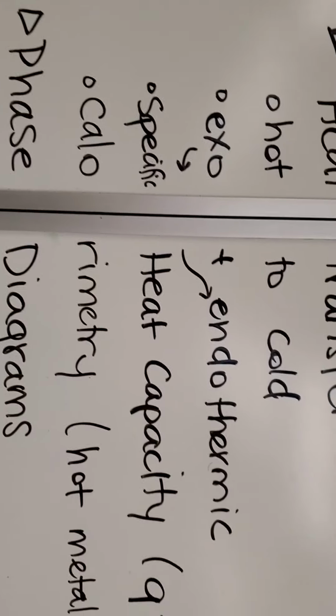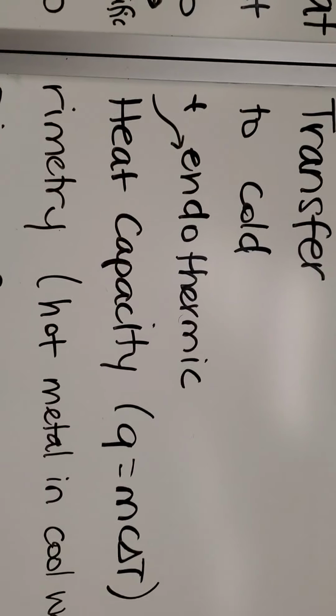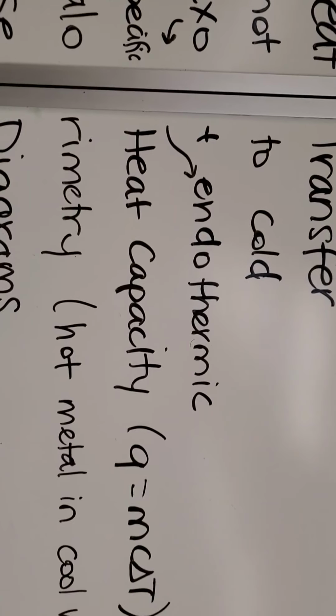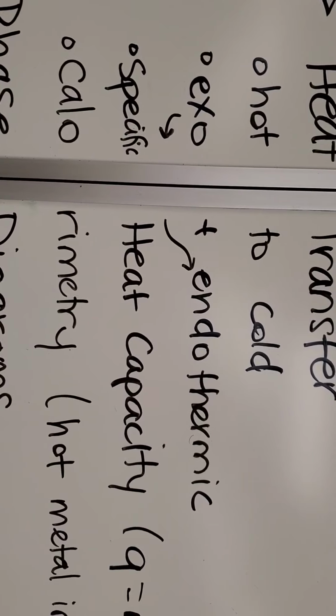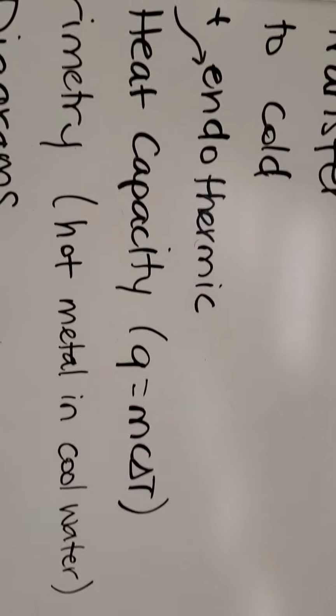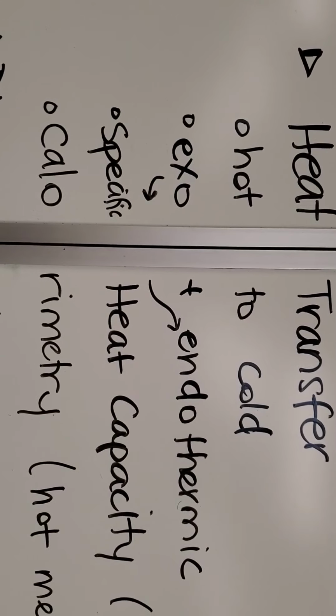So we also talked about specific heat capacity, Q equals mcΔT. So exothermic changes would be negative and endothermic changes would be positive. Also, we talked about calorimetry, and we did a calorimetry lab where we mixed that hot metal into that cool water, and we could calculate what that metal was based on its specific heat capacity.